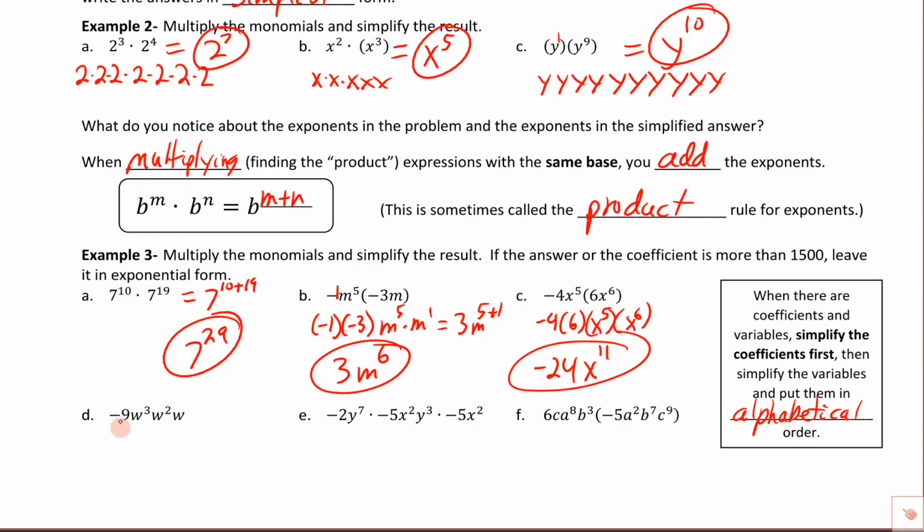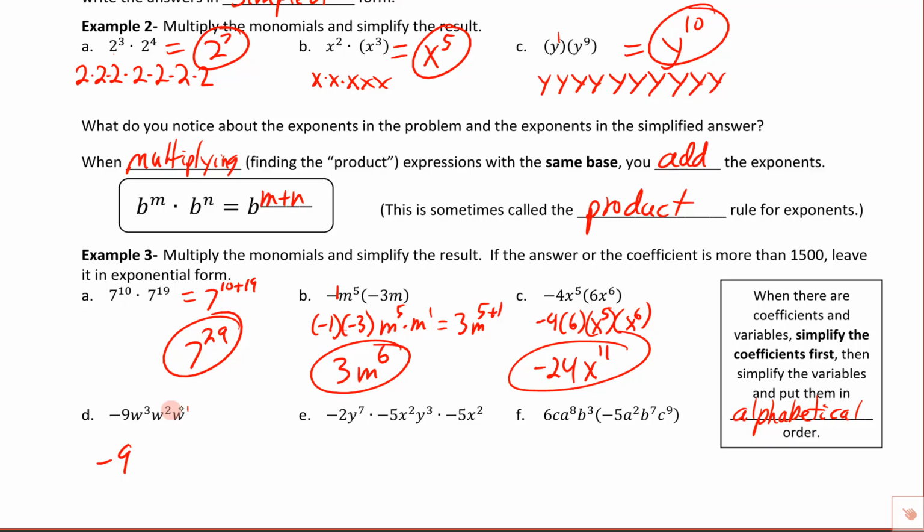This one we have a -9. There's only one coefficient here. Then we have a w to the 3rd, w to the 2nd, and again technically a w to the 1st. So the only coefficient we have here is -9. And then let's see how many w's we have. We've got 3 here, 2 here, and 1 here. So let's see how many we have.